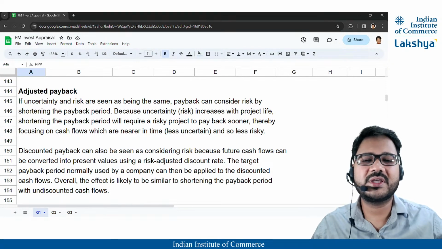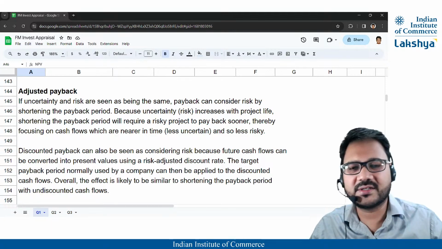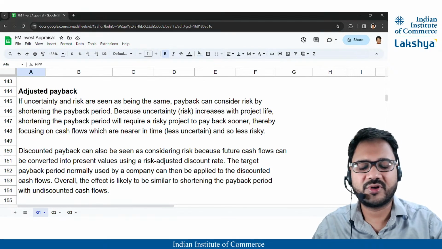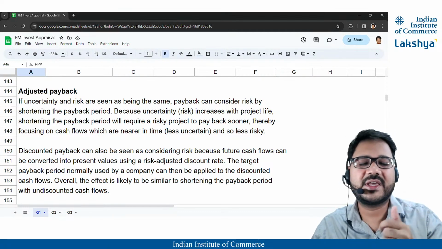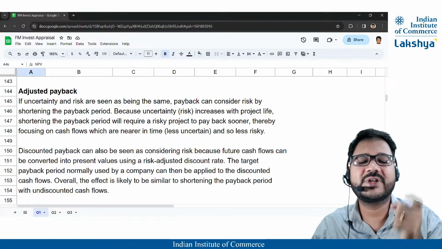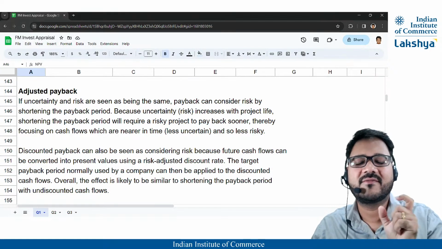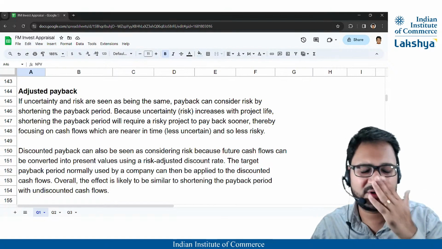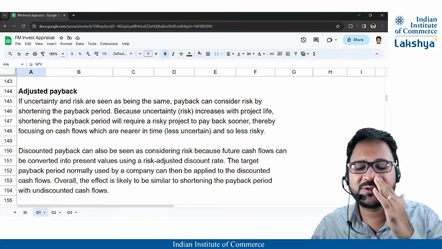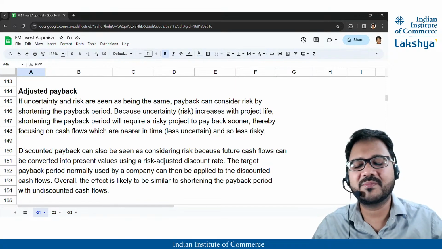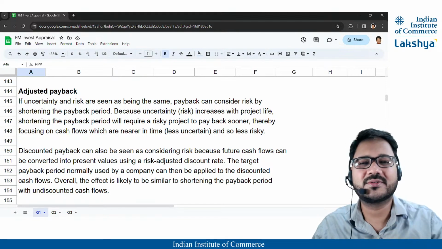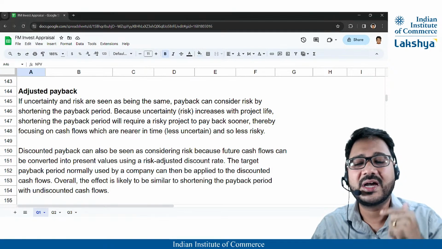Normally, as we discussed earlier, risk has to do with variability, whereas uncertainty has to do with time. But when you try to believe risk and uncertainty are the same thing or very similar, in such cases you could use something like adjusted payback period. Though it's a period, you would say that I would prefer projects which have a shorter payback period. Why? Because there is less uncertainty.